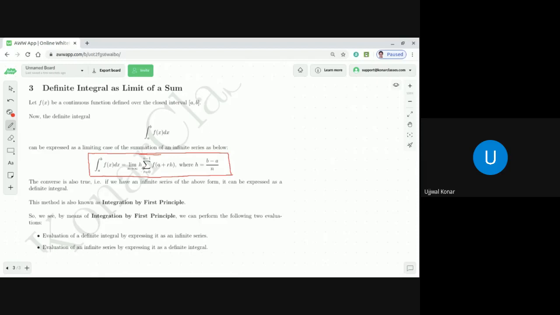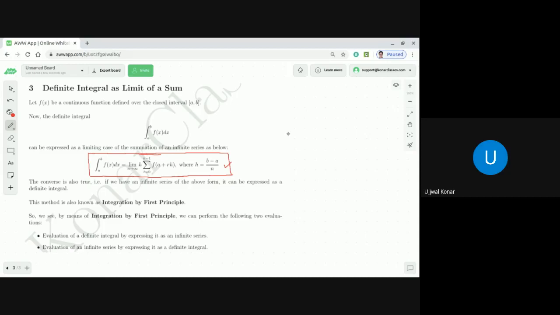So far we are aware of only a, b and f(x). So where did h and n come from? I'll explain. The summation of r equal to 0 to n minus 1 of f(a plus rh), where h is equal to (b minus a) by n. Now you understand what h and n are. So n tends to infinity. That means if you make n infinite, h will be very, very small, isn't it? Correct or not?